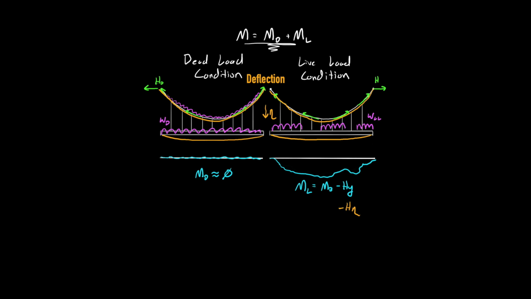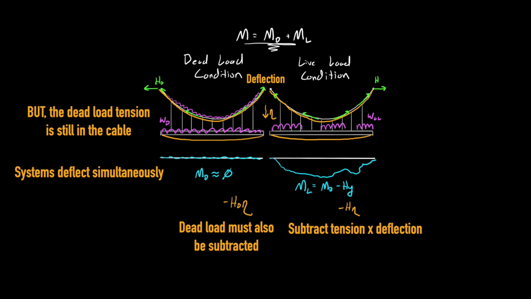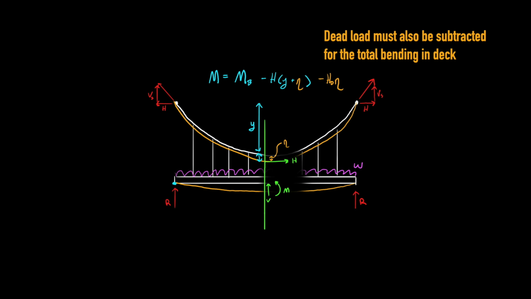So if we now apply the deflection to our suspension bridge, on the right we're going to apply our elastic theory, where we're able to subtract out that horizontal force in the suspension line multiplied by eta, the deflection. But we also have to consider that even though we don't have any moment built up in the dead load condition, we do have a force built up in the suspension line. So now that that suspension line is also deflecting down some value eta, we also have to subtract out that dead load force. And because the design moment in the bridge deck is a combination of the dead load and the live load moment, we also get to subtract out that Hd times eta value in addition to the H times eta value.